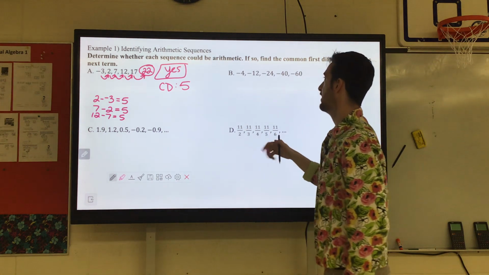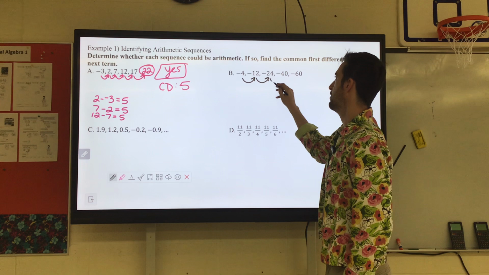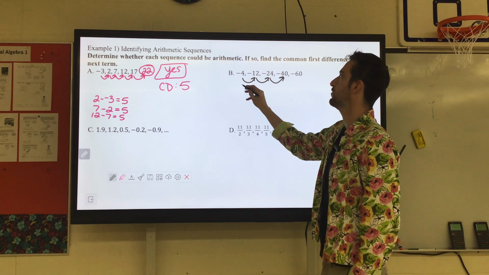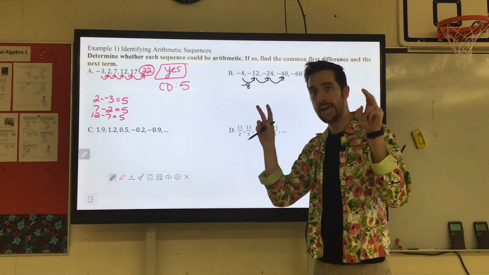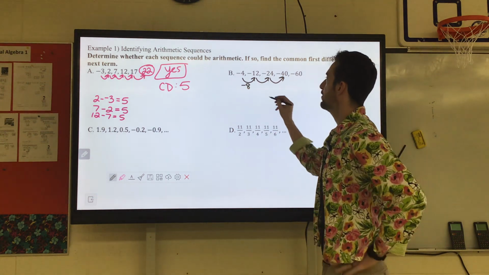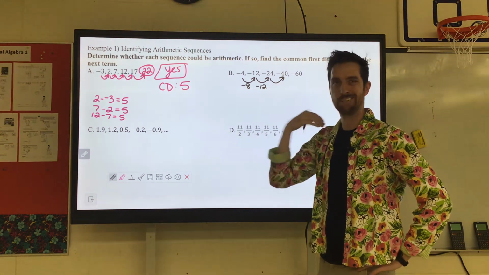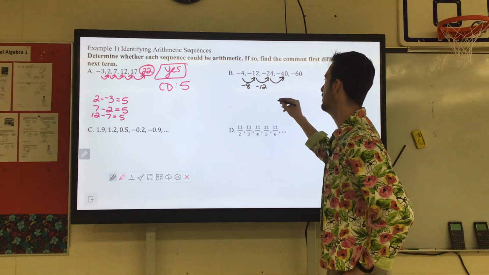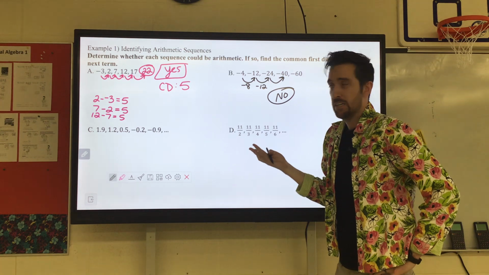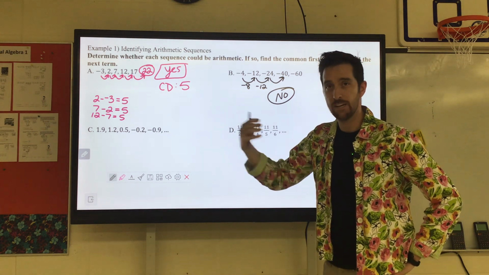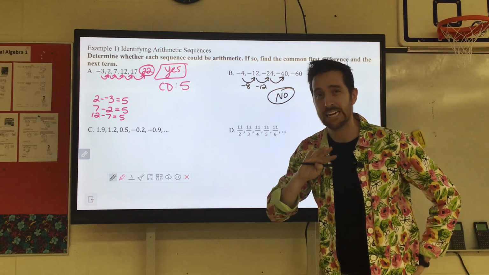So here, are we adding the same amount? Well, I see it's going down, but is it going down by the same amount? So negative 4 to negative 12 is dropping down 8. And it's fine if it's subtraction. We would just say we're adding negative 8. But if we kept that going, negative 12 to negative 24 is down 12. So as soon as there's a difference there, it's not an arithmetic sequence. No. And if it's not, we don't have to keep going, because there is no common difference. We're not adding the same amount. We could probably figure out the next number in the pattern, but we don't even need to.